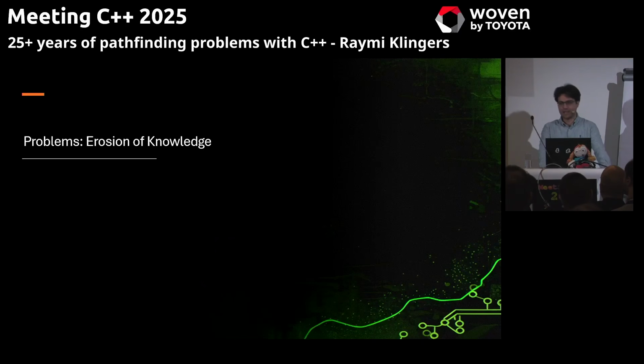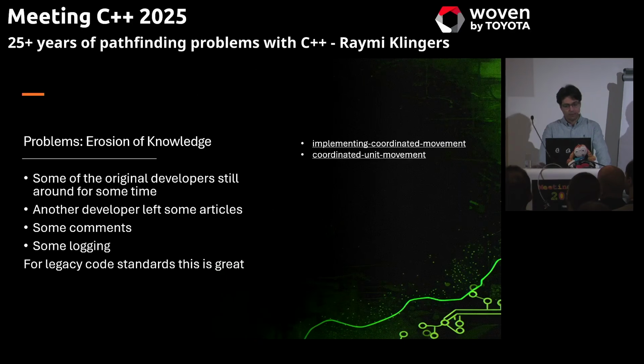Next up, erosion of knowledge. Now, this happens a lot in C++ projects that go over decades, and Age of Empires is one of those. The code base is more than 25 years old at the moment, and I would say we do not have the worst case scenario. Some of the original developers were around for a while during the development. At the moment, there's none of them, as far as I know.